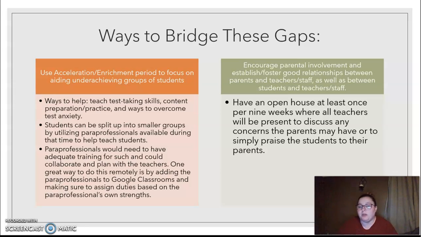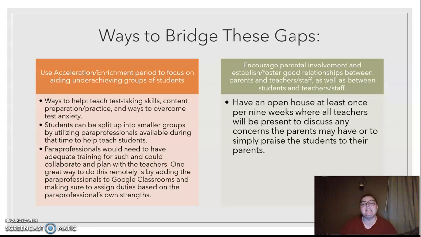So another way that we could potentially bridge these gaps would be encouraging more parental involvement and establishing and fostering good relationships between parents and teachers and staff, as well as between students and teachers and staff. One way we could do this is to have an open house at least once per 9 weeks where all teachers would be present to discuss any concerns the parents may have, or any concerns the teacher may have, or to simply just praise the students to their parents for how well they're doing.